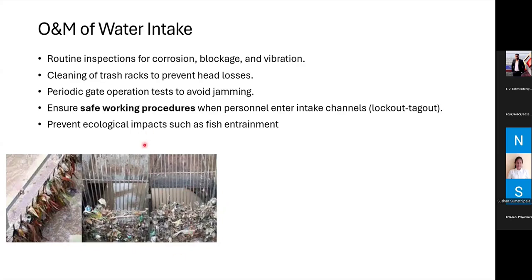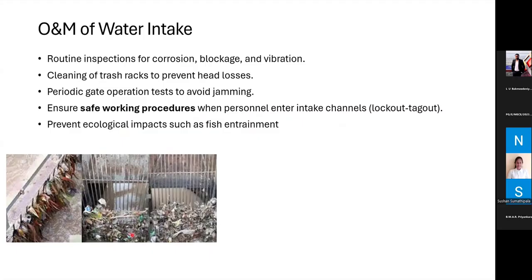We can see, after the huge rain in the Kandy area, the Polgolla Dam, the intake for the Ukuwela power station gets almost blocked from the pollutants coming in from the Mahaweli River. So proper cleaning of them and avoiding jamming on this trash rack as well as the gate is necessary for proper operation. And ensure safe working procedures when personnel enter intake channels.